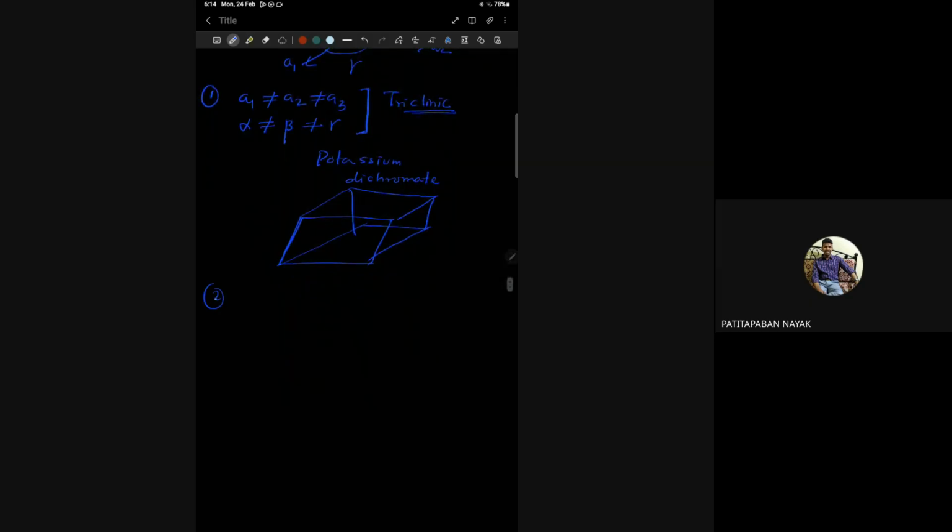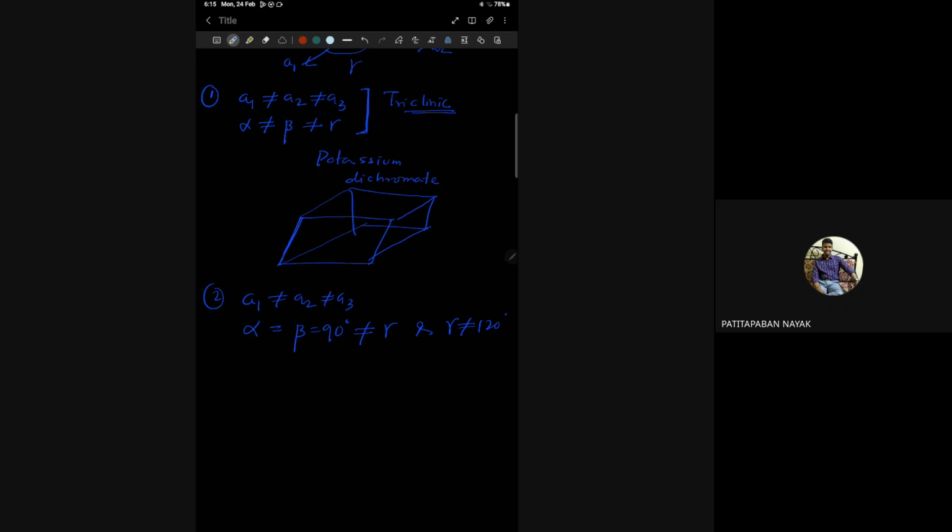Next one would be where some of the angles are equal. So what will it be? a1 not equal to a2, not equal to a3, but alpha equal to beta equal to 90 degrees, but not equal to gamma. Alpha equal to beta, but not equal to gamma. And gamma not equal to 120 degrees.